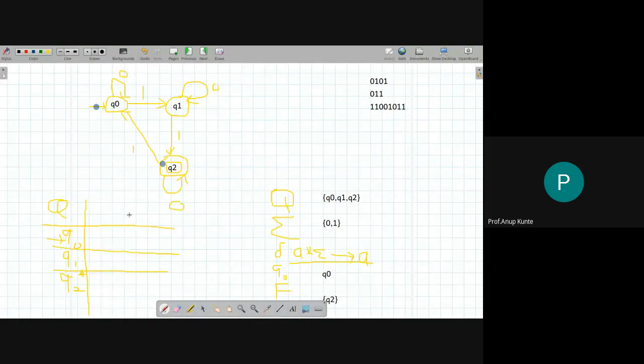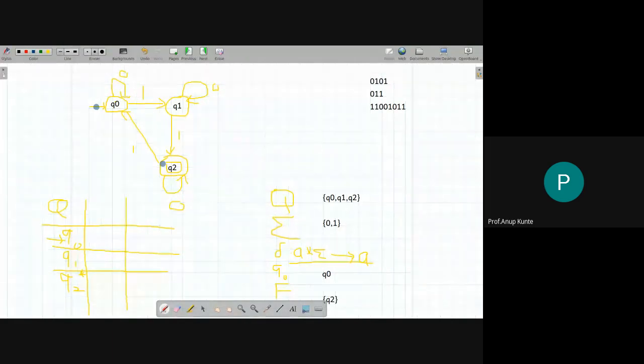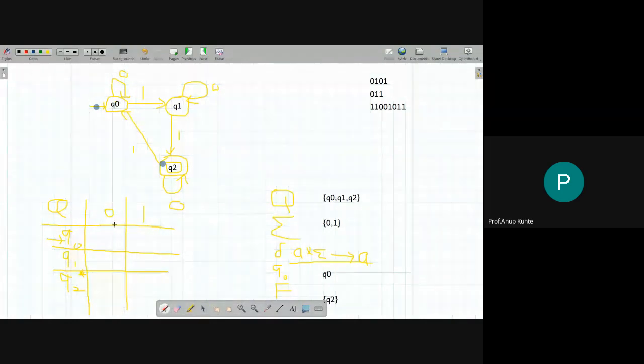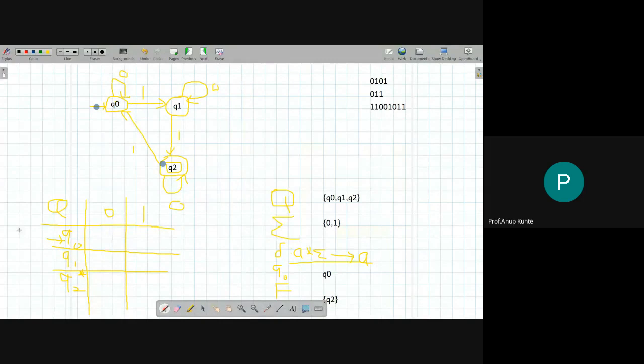Now there are two choices of input that I have. One choice of input is 0. In the last example, we only had one input, so one column was there and there were two rows. Now there are three states, so there are three rows, and two alphabet symbols, so there are two columns. This is how you write this particular table. These are my sigmas. These are my Q's. So Q's are written in rows, and elements of sigma are written in columns.